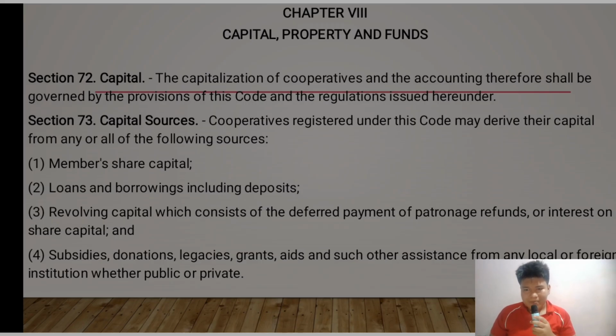Section 73. This section lists the sources of capital for cooperatives, including member shares, capital loans and borrowings, revolving capital, subsidies, donations, and grants. So this section involves the share capital. Pinapakita yung mga ginamit na pera para dun sa cooperative.